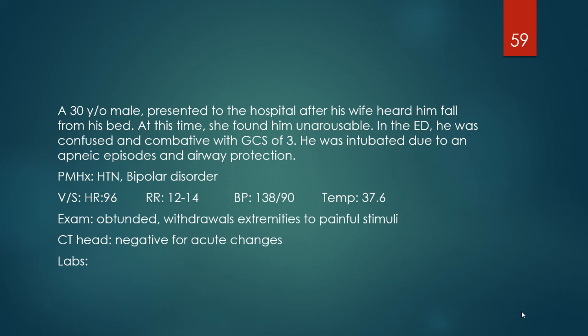Another case, 30-year-old male presented to the hospital after his wife heard him fall from his bed. At this time, she found him unarousable. In the ED, he was confused, combative with GCS. He was intubated due to an apneic episode and airway protection. He's bipolar and hypertensive, heart rate 96, respiratory 12 to 14, blood pressure 138/90, temperature 37.6, obtunded, but withdraws extremities to painful stimuli. CT head is negative for acute changes.